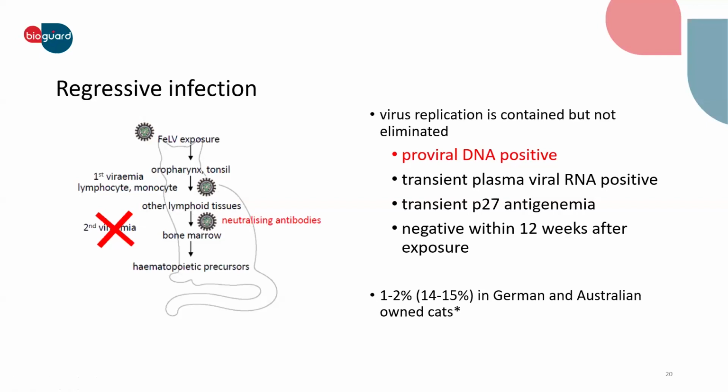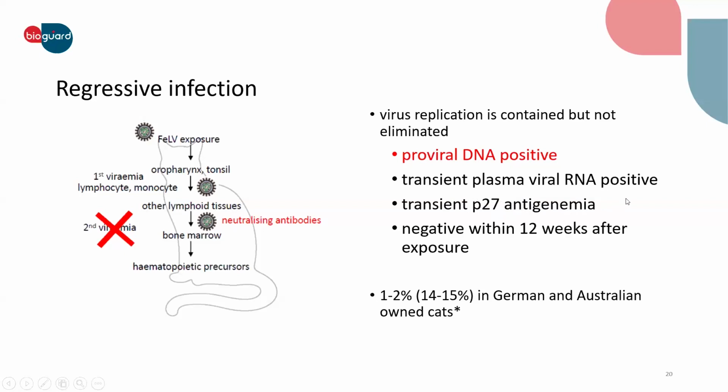It will remain as provirus in the infected cells. So at that time, if we do the test, the provirus DNA will be positive. And the virus RNA will be only transiently plasma RNA positive, and P27 protein is similar, only transient, because P27 protein requires 1 month after the exposure.